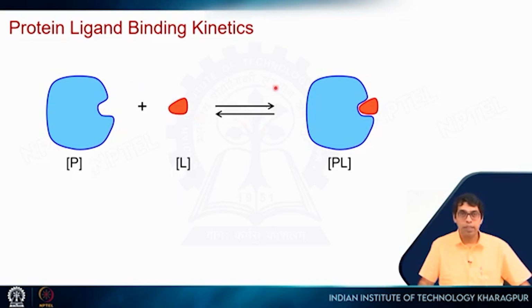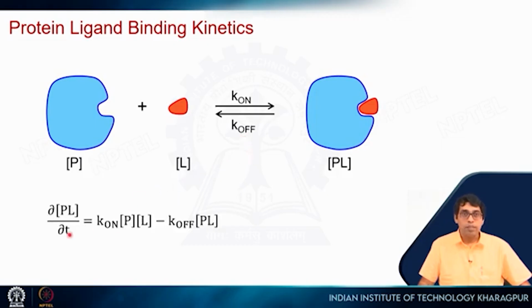So, the forward reaction is the association, the reverse reaction is the dissociation, and these two reactions are given by two reaction rates. The forward will be given by this reaction rate constant called k_on, and the reverse one will be given by the rate constant denoted as k_off. And we can write this kinetic equation where d[PL]/dt is the rate of formation of this complex. So, the rate of formation of this complex depends on the forward reaction, the rate constant multiplied by the concentration of the free protein and the free ligand, minus the reverse reaction.